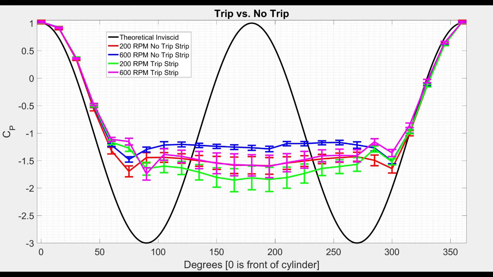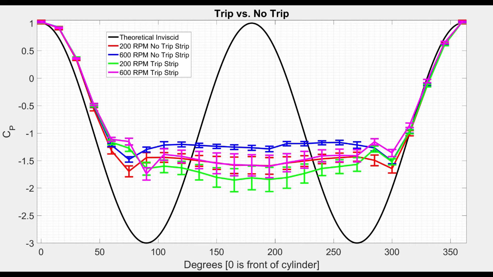Number two, note that overall trip strip cases have less pressure on the rear of the cylinder than the no trip strip cases for their respective RPMs. This is contrary to what we believe would have happened if the trip strips had been placed further forward before the separation point. Instead, it seems that rather than creating a small amount of beneficial turbulence in the flow to allow for a later separation point, the trip strip created more turbulence in an already separated flow, resulting in lower pressures behind the cylinder than in the front.